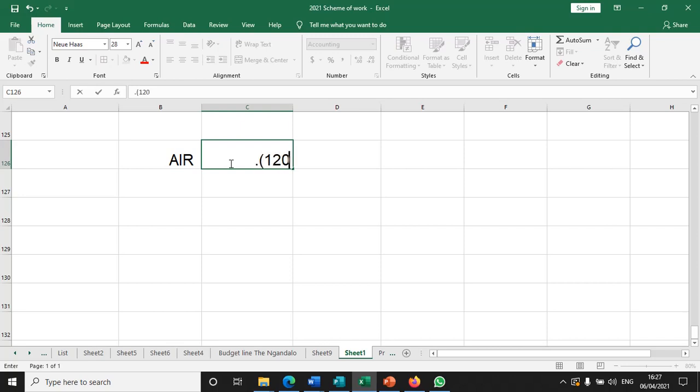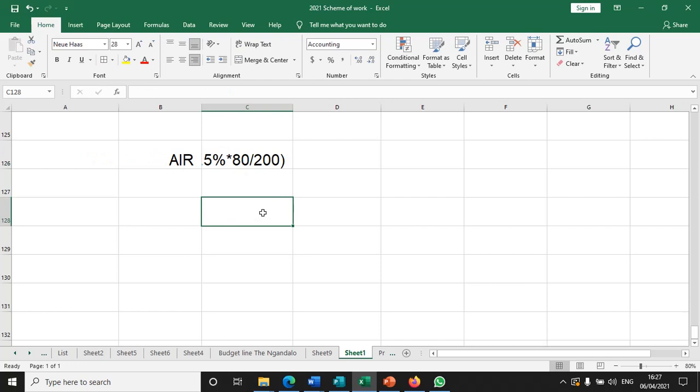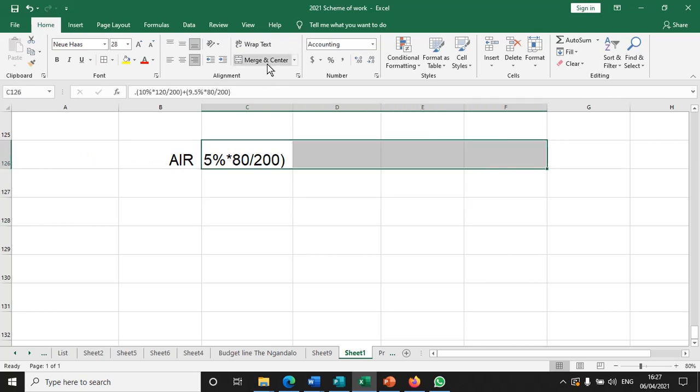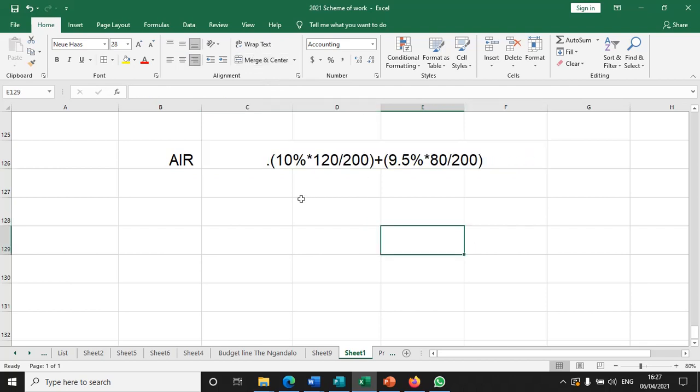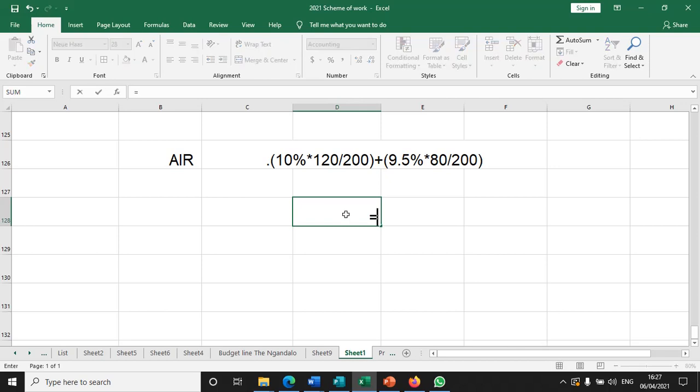I said 120. Okay, let's see. Is it 10% goes with 120? 120 divided by 200 plus 9.5% goes with 80 divided by 200. So that's what you have there. Wow, again, same thing. Okay, I just need to create some space for it there. So when you do your maths, if we can just help each other do the maths there.